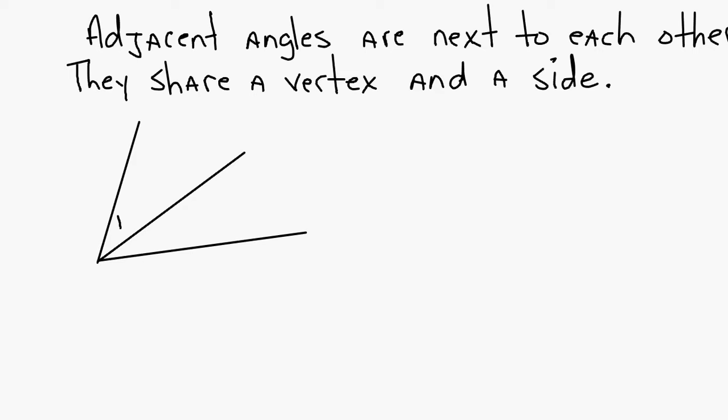If we call this angle 1 and this angle 2, angles 1 and 2 are adjacent to each other. They're next to each other. Their vertex, we could call it point A. They both have A as a vertex, and they both have side AB as one of their sides.